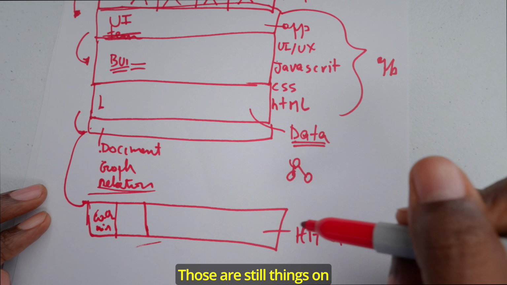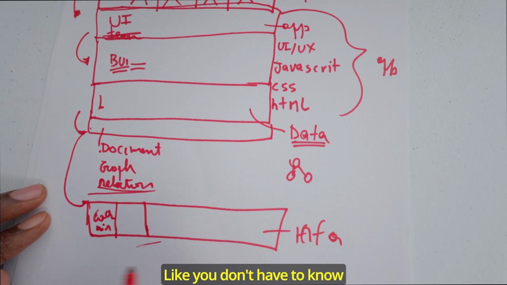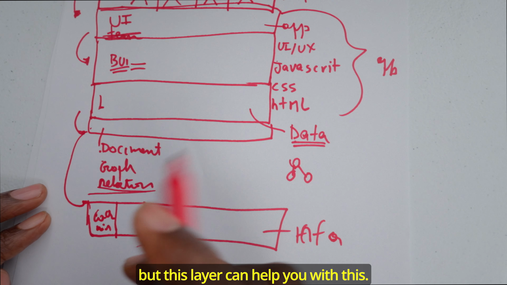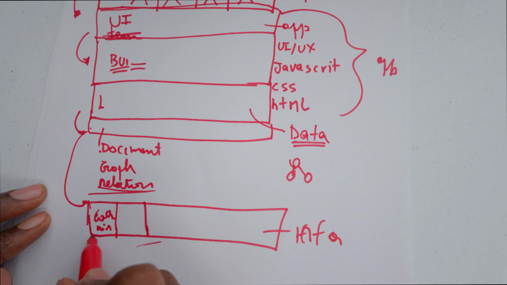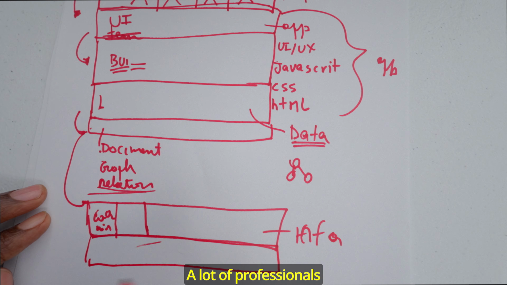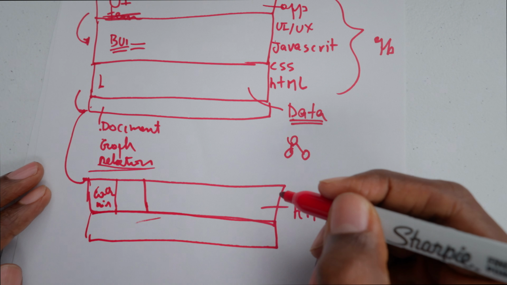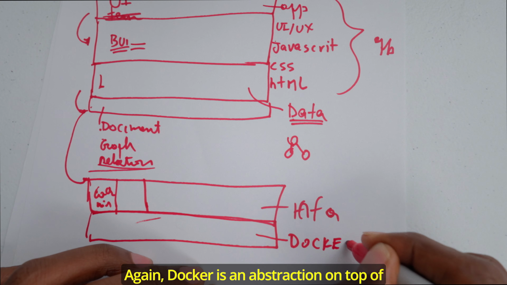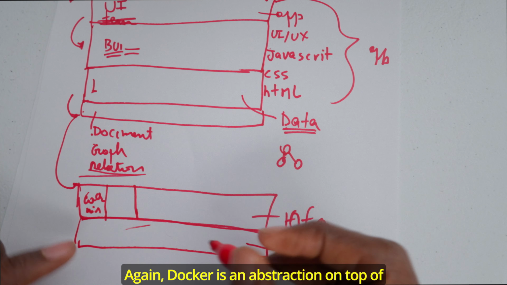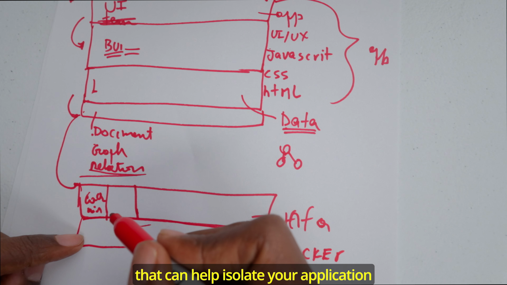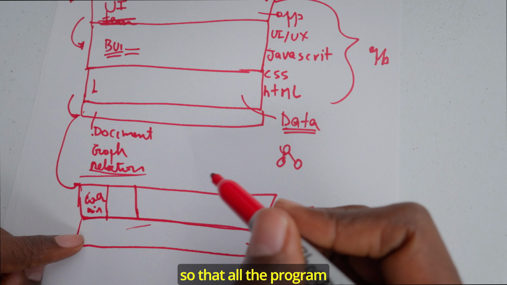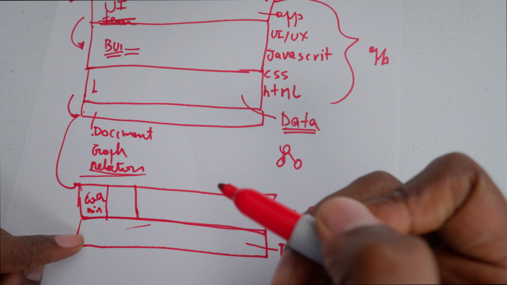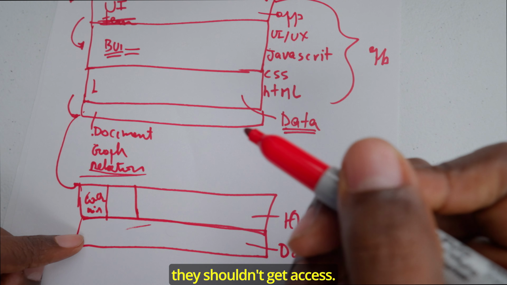Those are still things on top of the operating system. You don't have to know those details about how to do it, but this layer can help you with this. And sometimes you also have Docker. A lot of professionals in the past few years have been using Docker. Again, Docker is an abstraction on top of the operating system that can help isolate your application so that other programs in your operating system don't get access to things they shouldn't get access to.